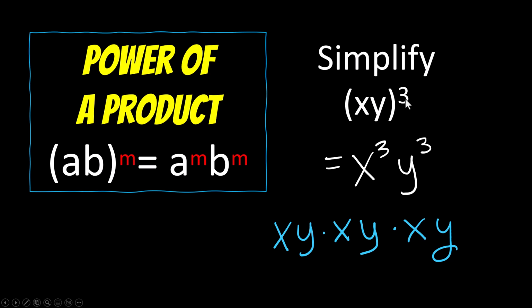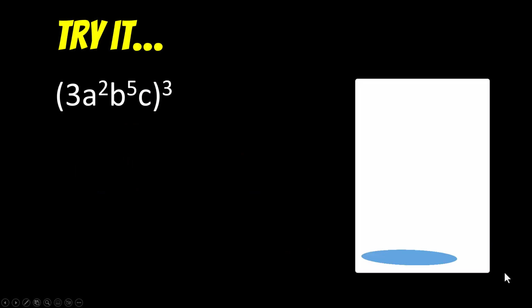So xy to the 3rd power would be x cubed, y cubed. And if you're not sure and you don't remember, go ahead and expand it out. We're going to have 1, 2, 3 x's multiplied together, 1, 2, 3 y's multiplied together. Here's a try it.